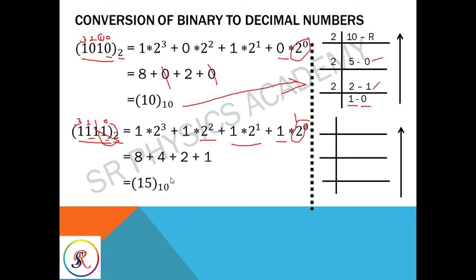Now let's recheck whether 15 is correct or wrong. Okay, let's go again. When we are cross checking, we get a decimal value to binary. But now we learned from binary to decimal, and when we are doing cross checking it is decimal to binary. Is it clear? So let's try. So we got here 15. So this 15 number, is it correct or wrong, what we got?